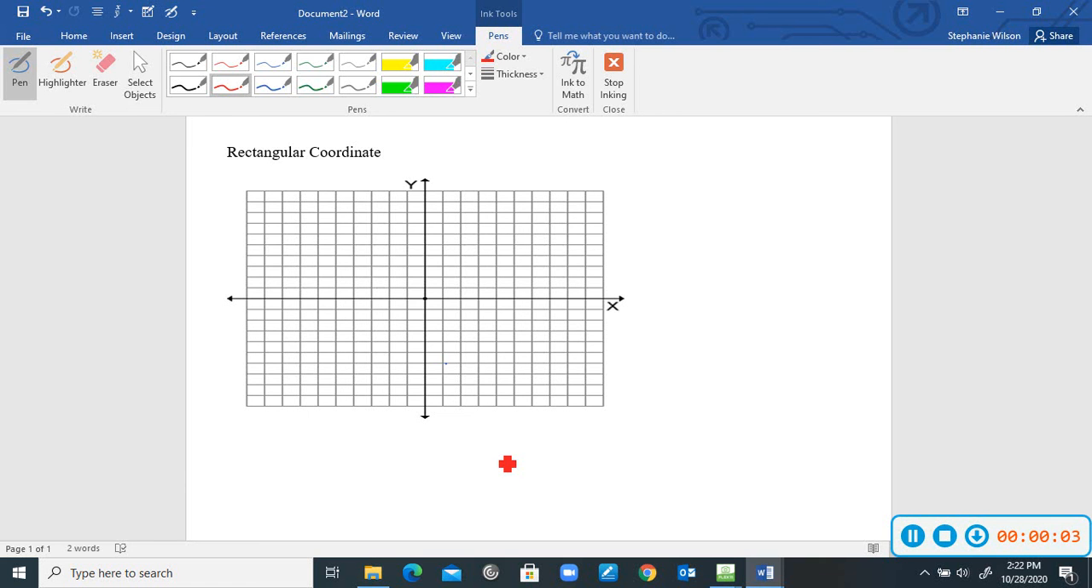Rectangular coordinates. Whenever we talk about coordinates on a graph, we always have this ordered pair of x, comma, y, where y depends on x. So let's start with this graph.